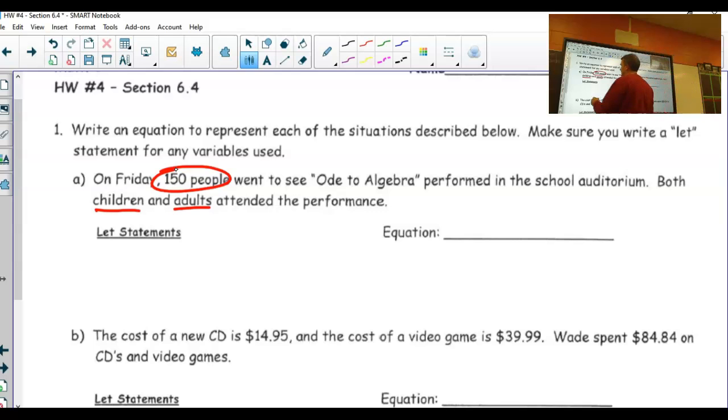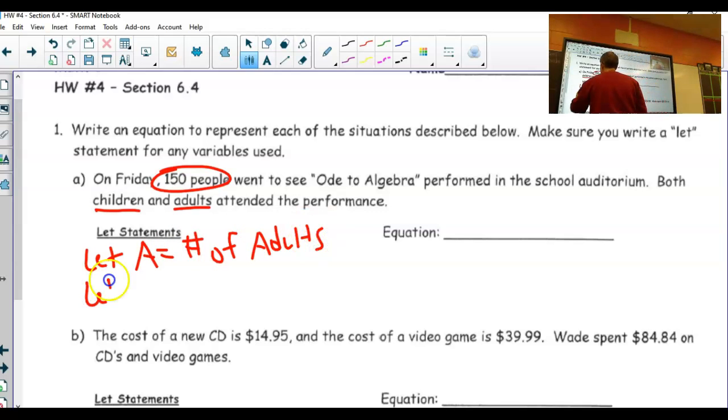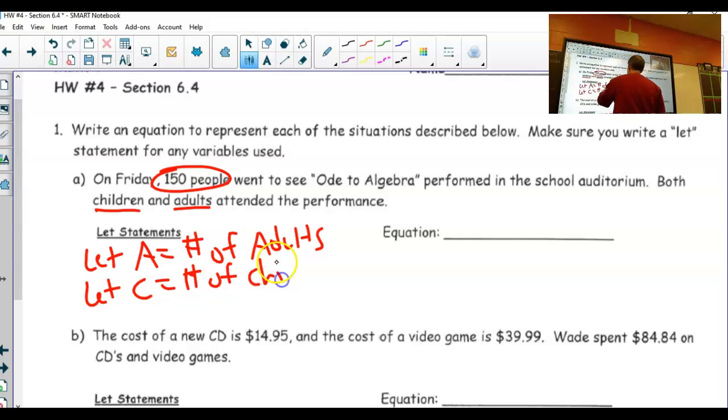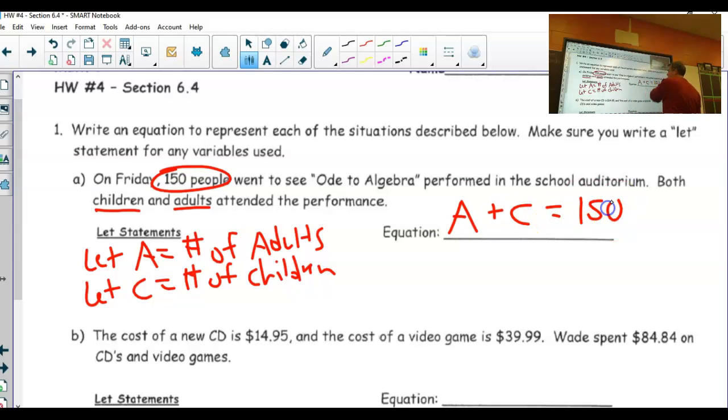So I'm going to need my let statements to be the number of adults and the number of children, I think. And I might let A equal the number of adults and C equal the number of children. And since 150 people went, I think I can assume that the number of adults plus the number of children adds up to 150.